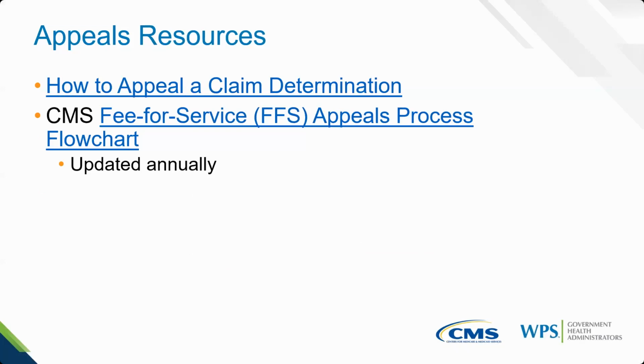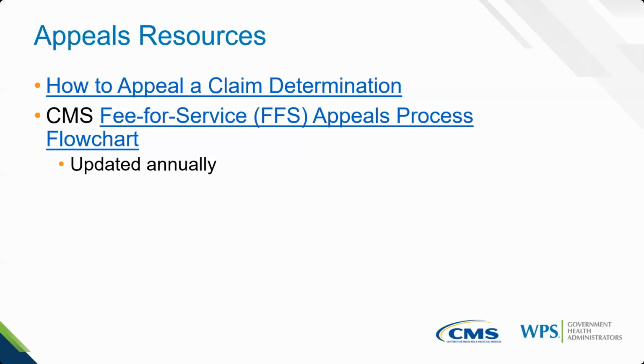The first is a resource that appears on the WPS-GHA website. The title of it is How to Appeal a Claim Determination. And remember, it is only the level 1 appeal called a redetermination that is performed at WPSGHA. Level 2 through level 5 are not performed by WPSGHA.